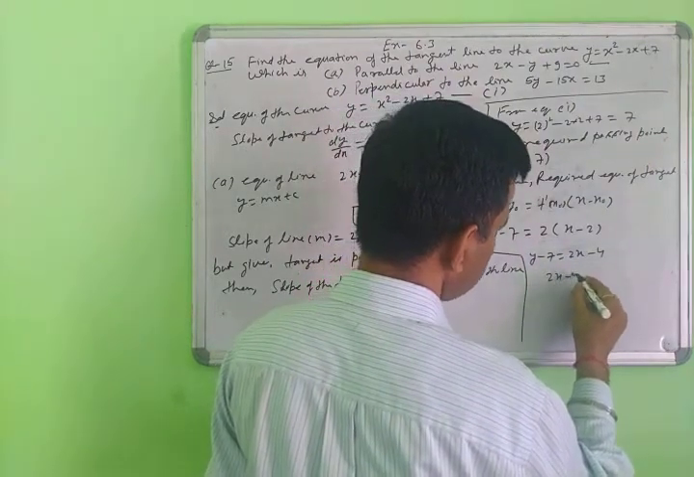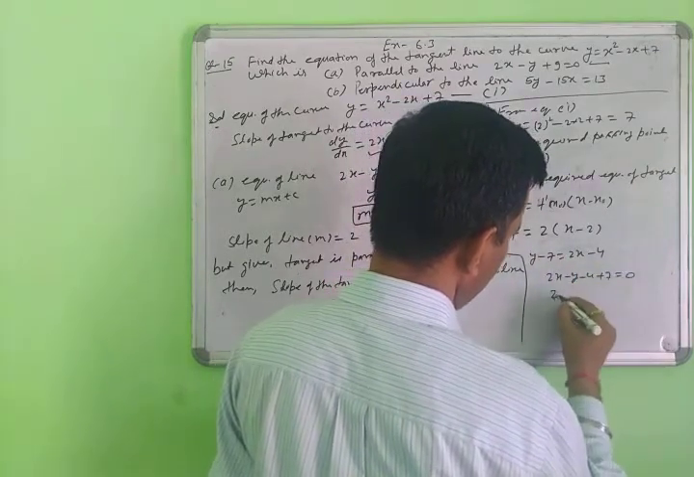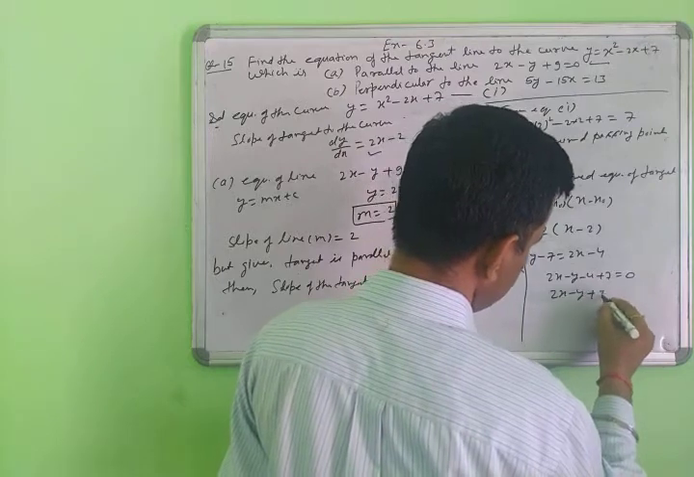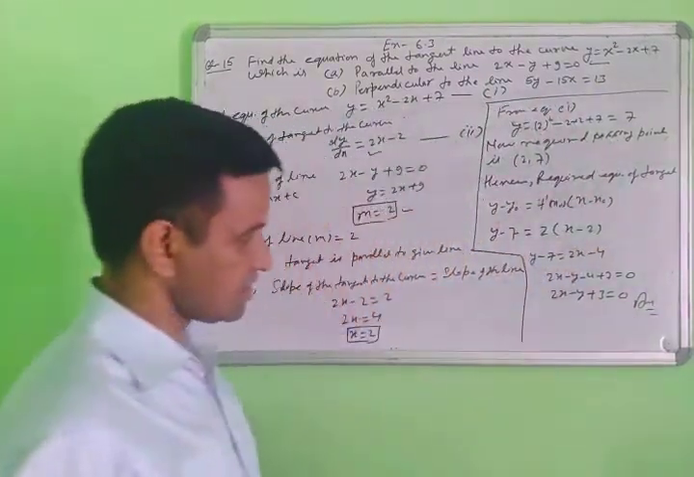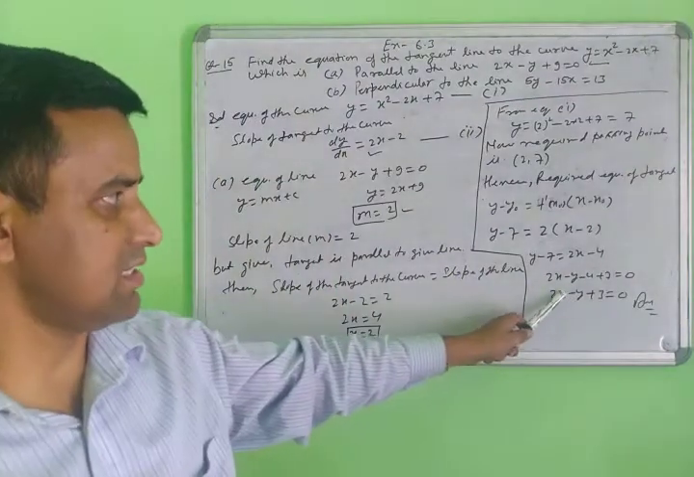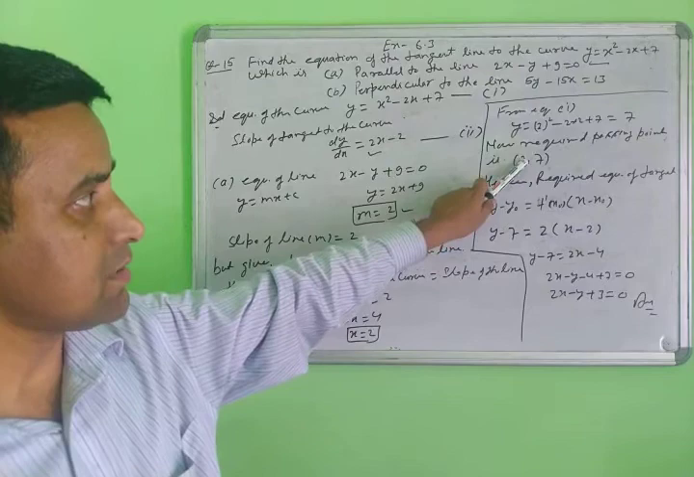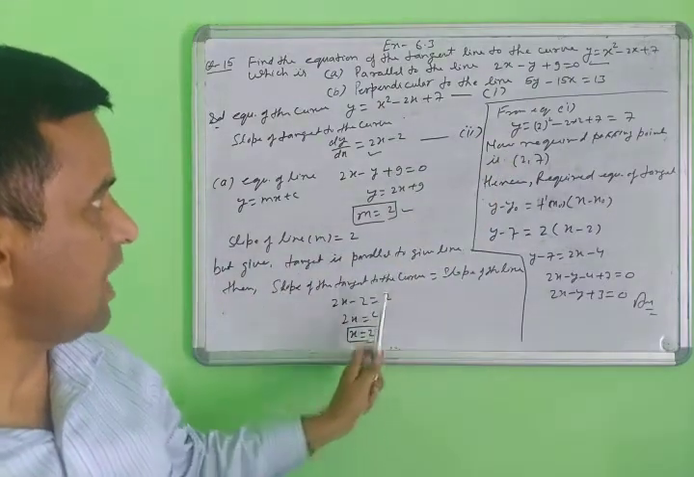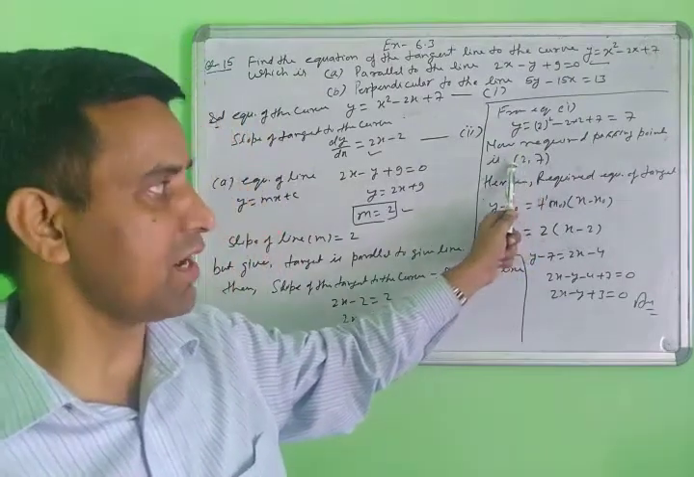So 2x minus y minus 4 plus 7 equal 0, that is 2x minus y plus 3 equal 0. This is your answer, the required equation of the tangent. Remember, this is the passing point. You find x with the help of equation first, then put it in and find the value. This is the required passing point.